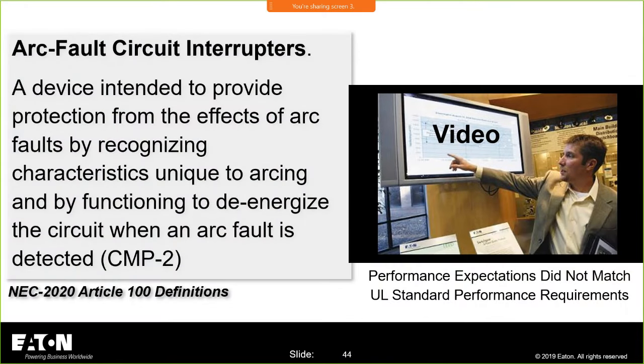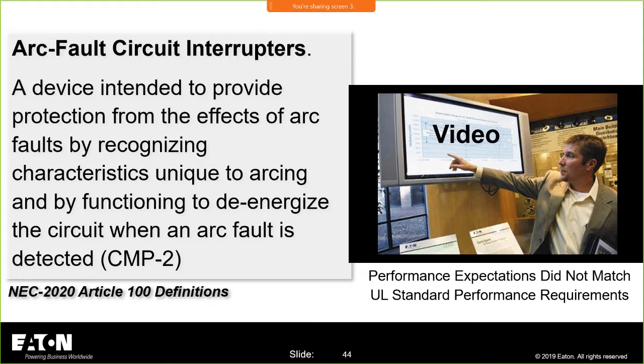So if we go to Article 100 in the National Electrical Code, we have the definition of what an arc fault circuit interrupter is. It's a device intended to provide protection from the effects of arc faults by recognizing characteristics unique to arcing and by functioning to de-energize the circuit when an arc fault is detected. That definition is owned by Code-Making Panel 2. I don't believe it's changed all that much over the years.